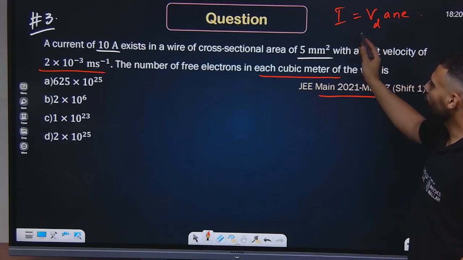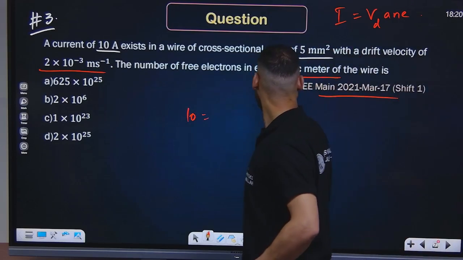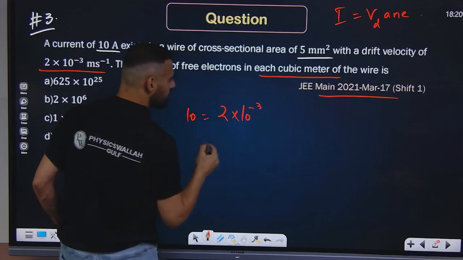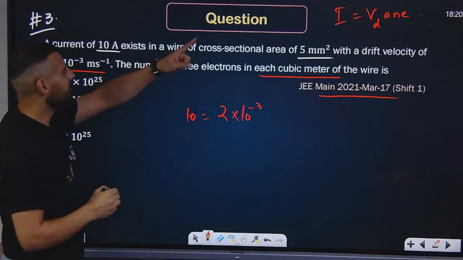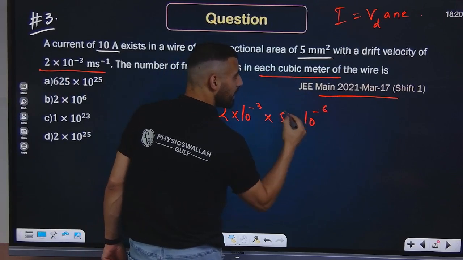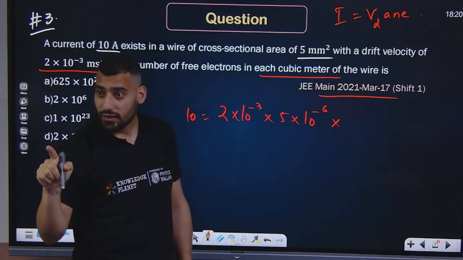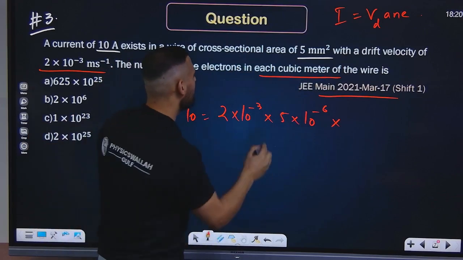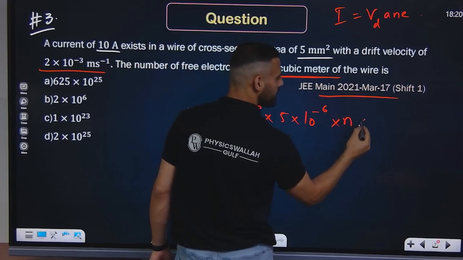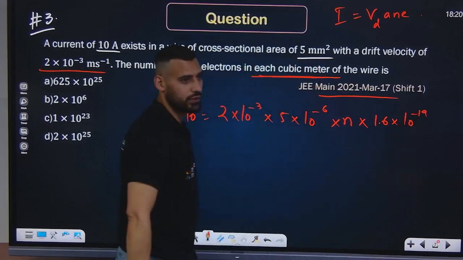So what do we have to find? We have the value of current, that is 10. We have the value of drift velocity, 2 times 10 to the power negative 3. Do we have area of cross section? 5 times 10 to the power minus 6. What is n? Number of charges per unit volume. See, it was one of the easiest. Times electronic charge, 1.6 times 10 to the power negative 19. Can you solve it now?